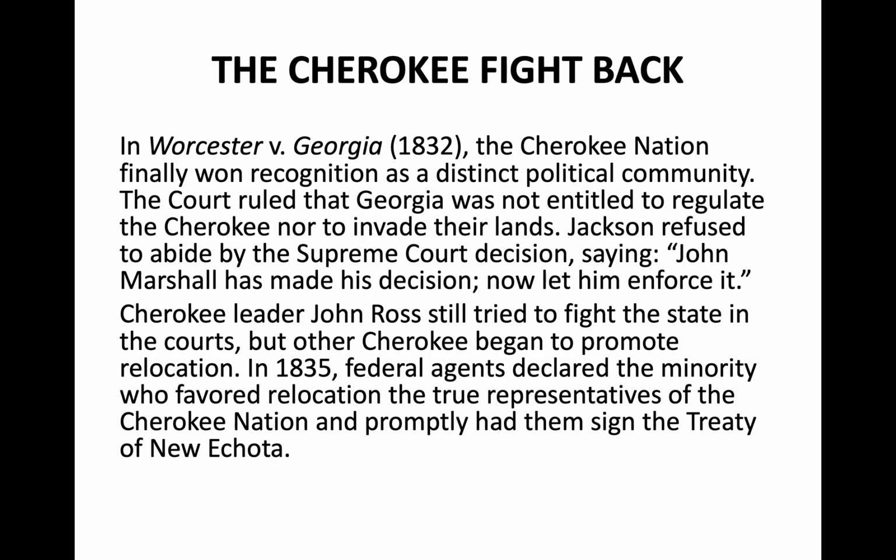Cherokee leader John Ross still tried to fight the state in the courts, but the other Cherokee began to promote relocation. In 1835, federal agents declared the majority who favored relocation the true representatives of the Cherokee Nation, and prompted them to sign a treaty of New Echota. I can't say that word. All right, so they signed a treaty, and the Cherokee are going to move west.